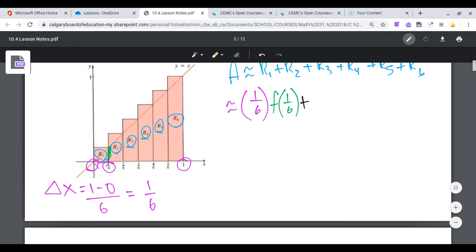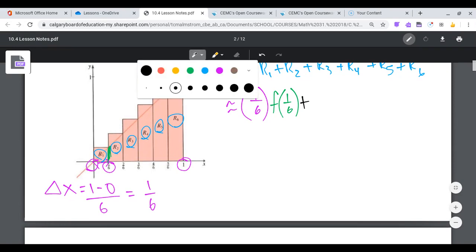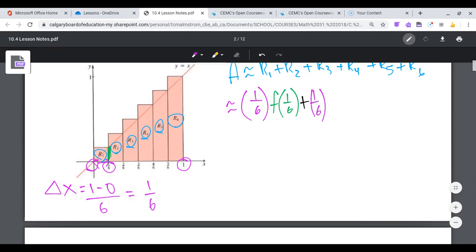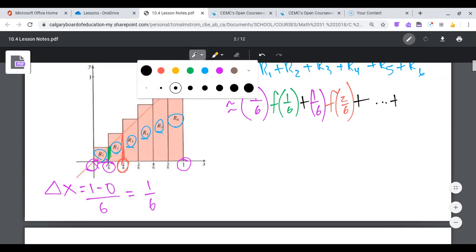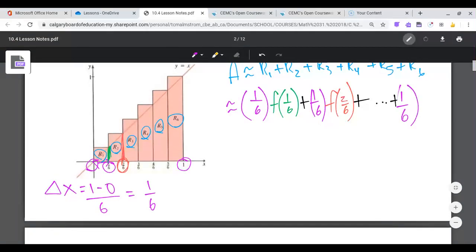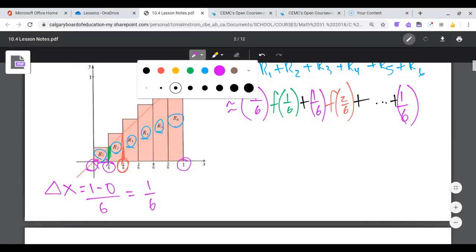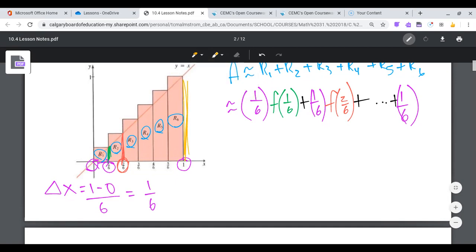Then I have to add that to the next rectangle. So the next rectangle also has a width of 1/6. And then what would its height be? Well, its height is going to be f of 2/6. And so forth until we get all the way down to the last rectangle, which also has a width of 1/6. And then the height on the very last one, this guy right here, is happening at f of 1, or f of 6 on 6 if you like.